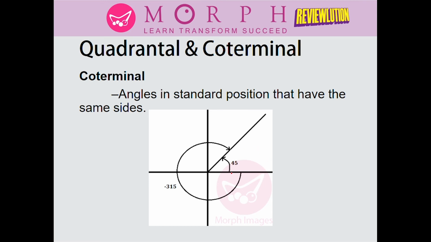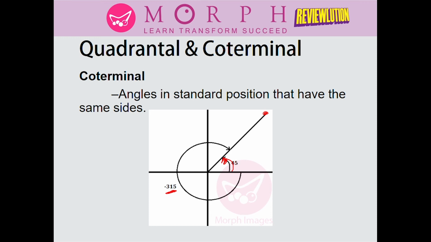Kagaya nito, 45 degrees yan. Tapos, meron din tayong kabaliktad yung ikot, negative 315. Coterminal silang dalawa. Pag sinabi mong coterminal, ibig sabihin, para bang bus, same terminal, same ng papuntahan, same ng ending.